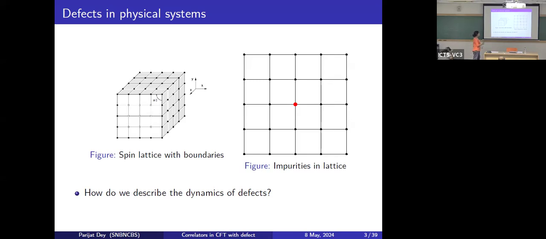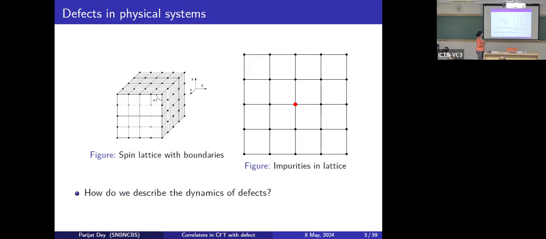Now, the way the spins interact amongst themselves depends on the position of the lattice site. If the two spins are in the bulk, say for example here and here, then the interaction is different from the interaction when one of the spins is on the boundary. So the interaction between this spin and this spin is different, and also the interaction between cross-boundary spins like this one and this one.